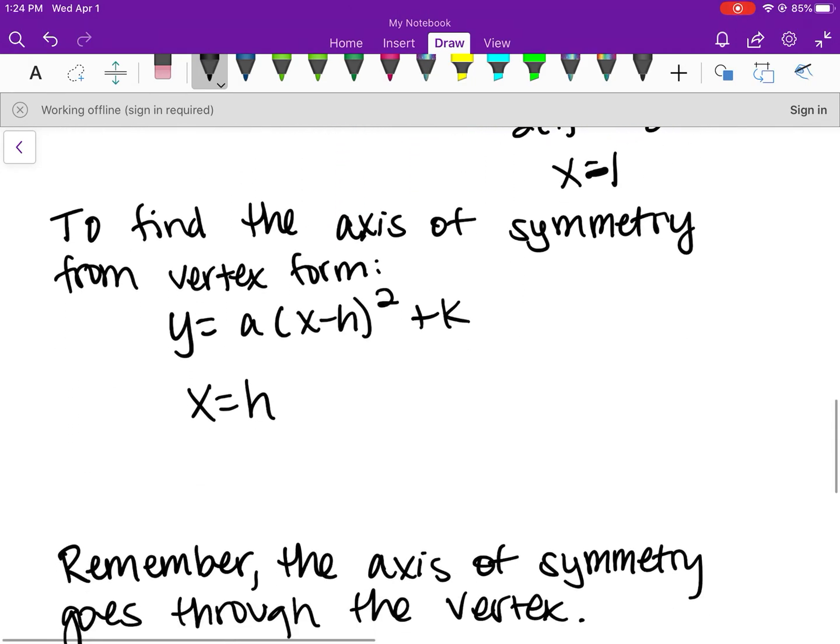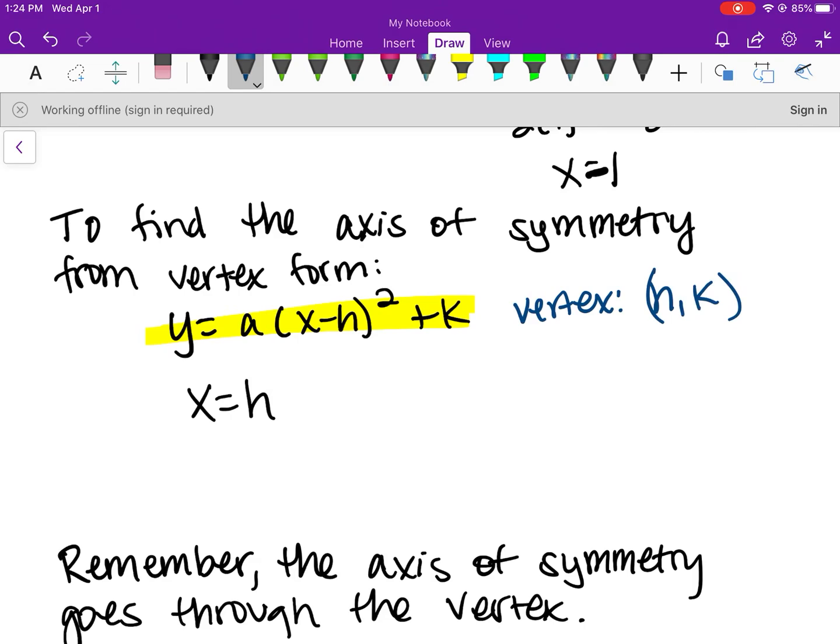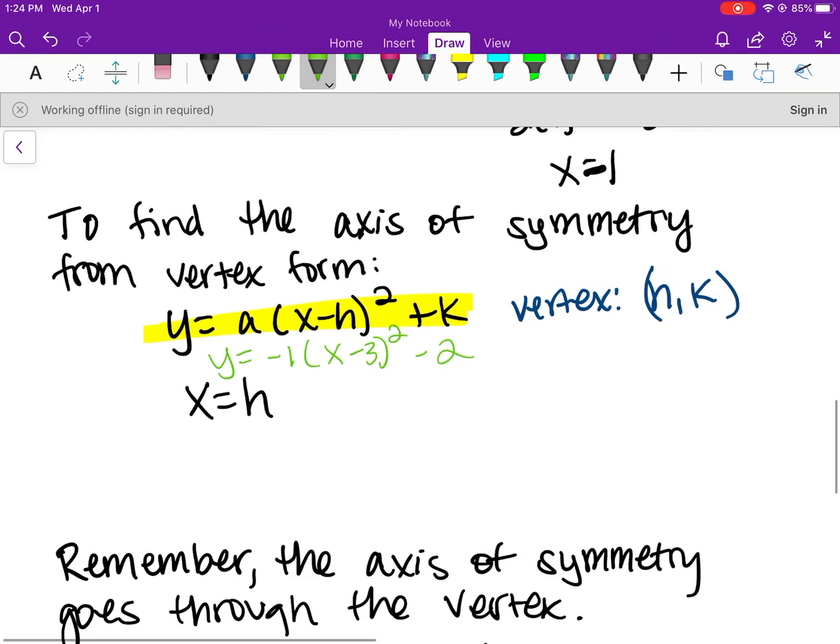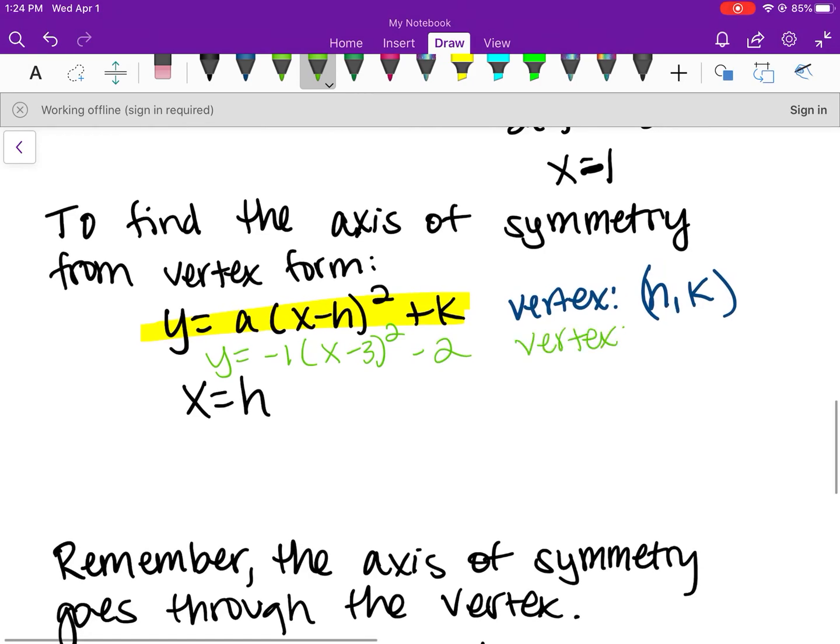To find the axis of symmetry from vertex form, this is vertex form: y equals a times (x minus h) to the 2nd power plus k. In this form, the vertex, which is why it's called vertex form, is (h, k). For example, y equals negative 1 times (x minus 3) squared minus 2. In that example, the vertex is (3, -2).